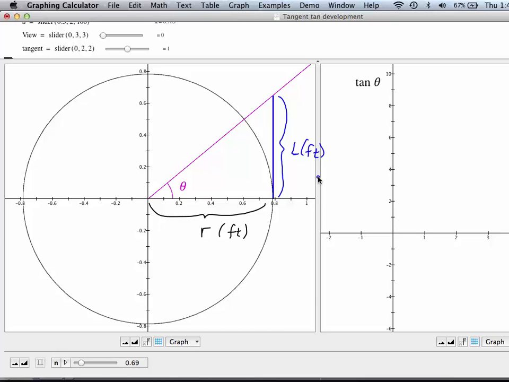So this new quantity that we're talking about would not be measuring that blue thing in feet. We have it in L feet, but now we need it in radius lengths. So what computation would we do to write that blue line in radius lengths? Omar?